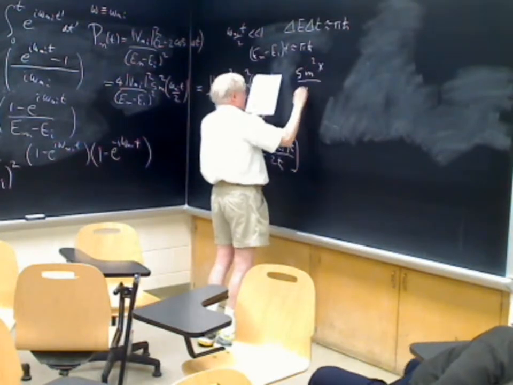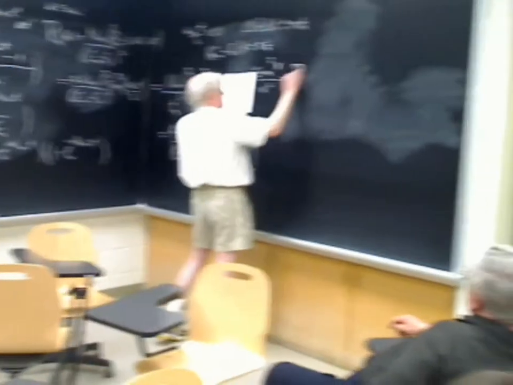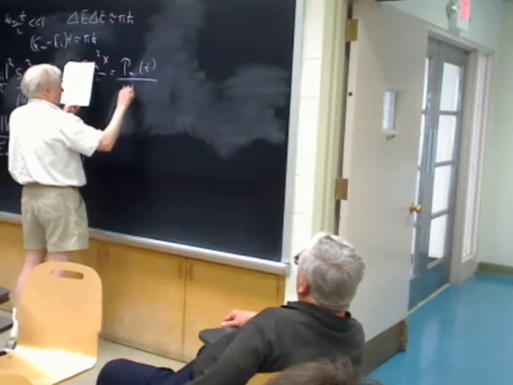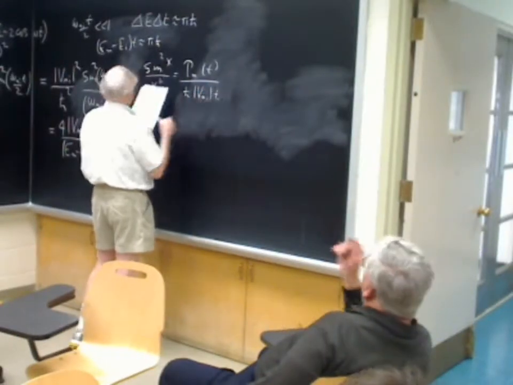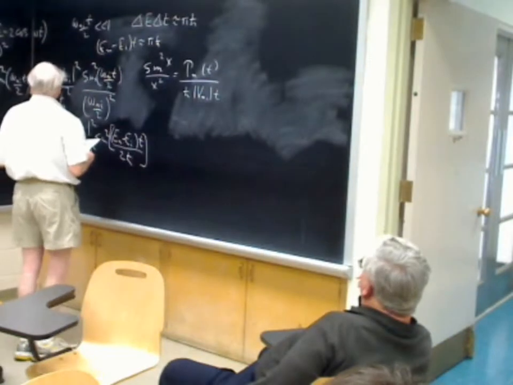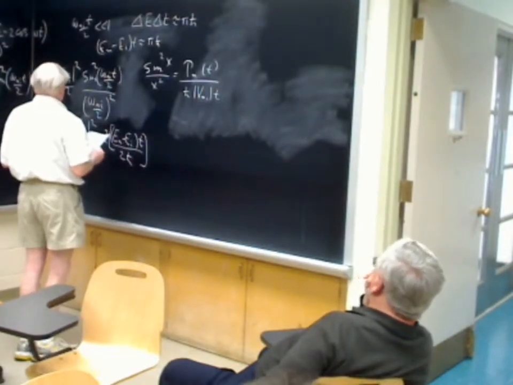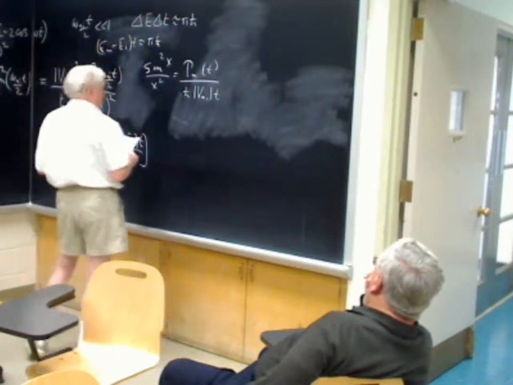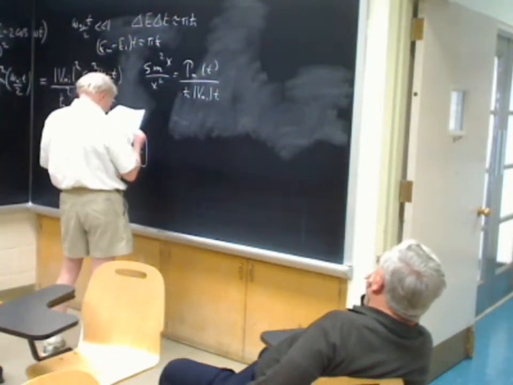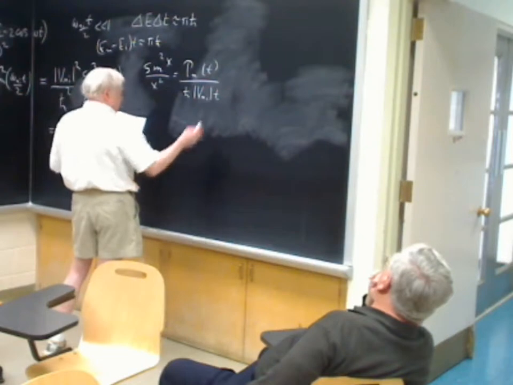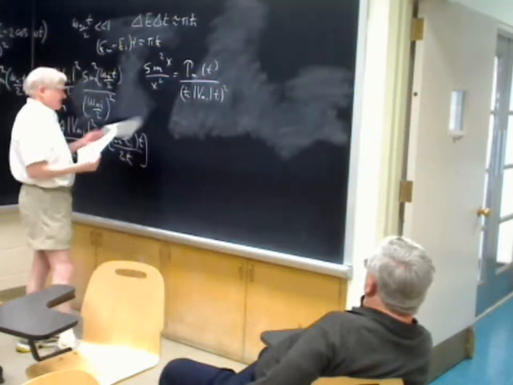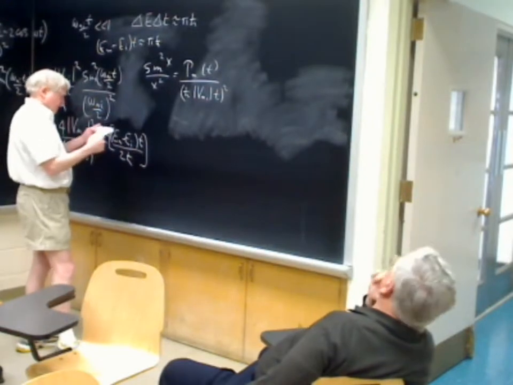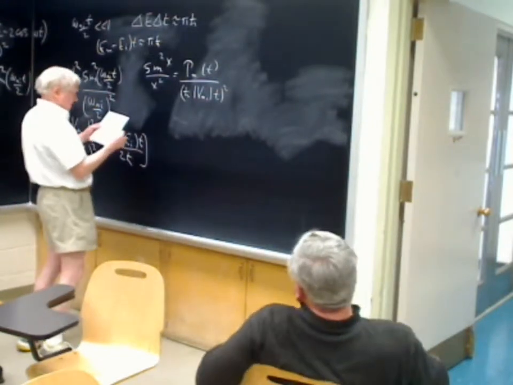But I think the better way to do it is to just graph sine squared x over x squared, which is to say P_n of t divided by h-bar V_ni times t, and actually, I think that should be squared. In any event, yes, that should be squared.